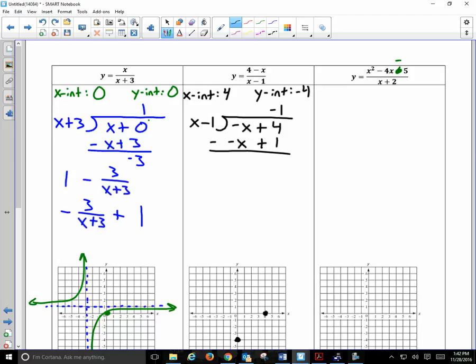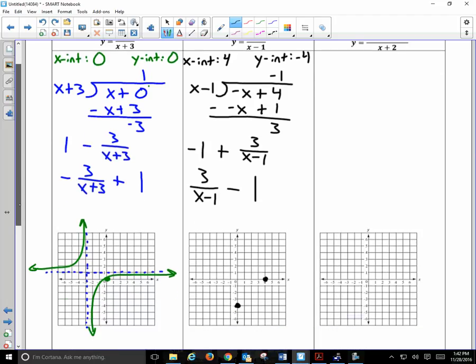I have a -x then plus 1, and I subtract. I took the 4 minus the x and I rewrote it. I subtract and I get +3. So I have a -1 plus the remainder of 3 over x minus 1. Otherwise written as 3 over x minus 1, minus 1. Do you know what that shape looks like?